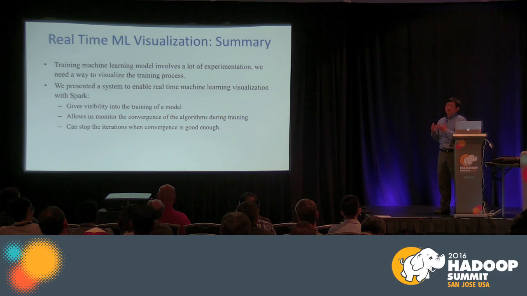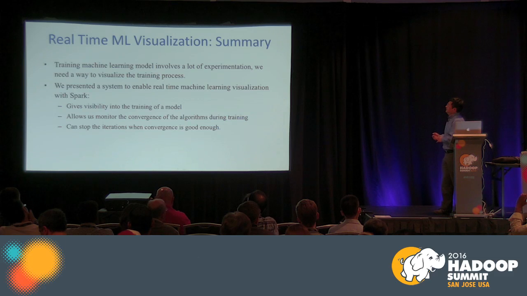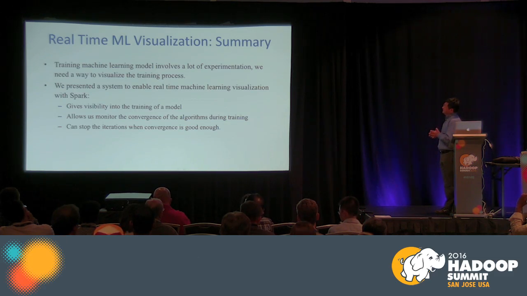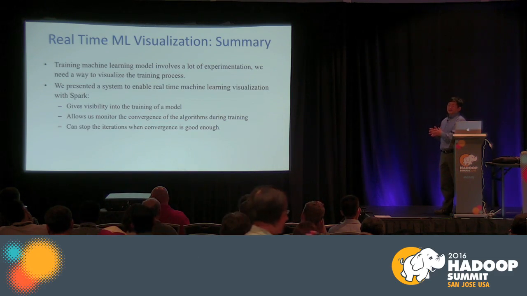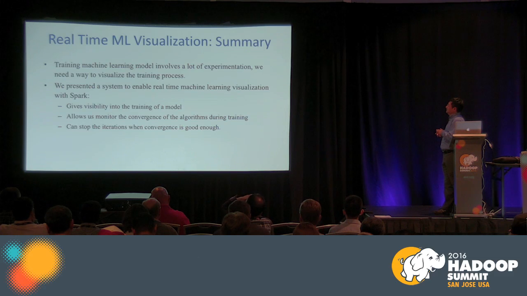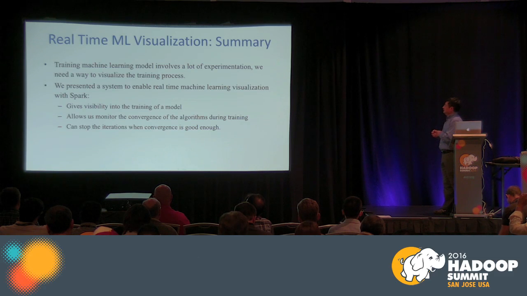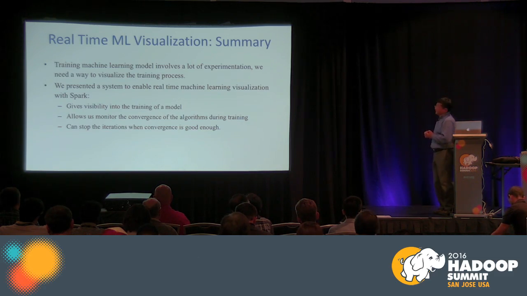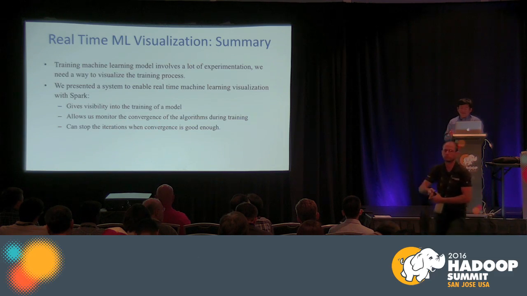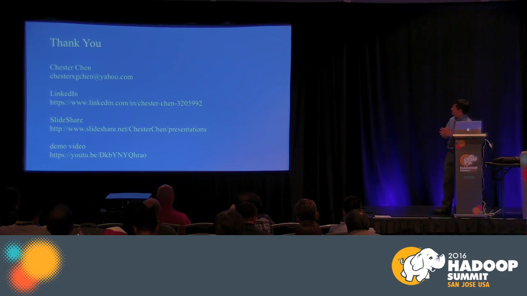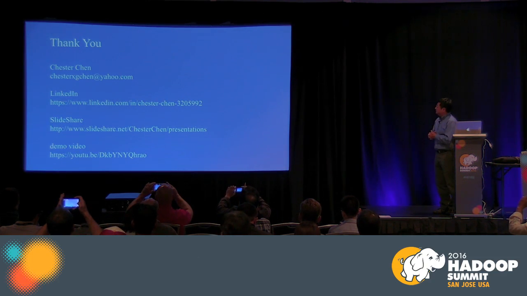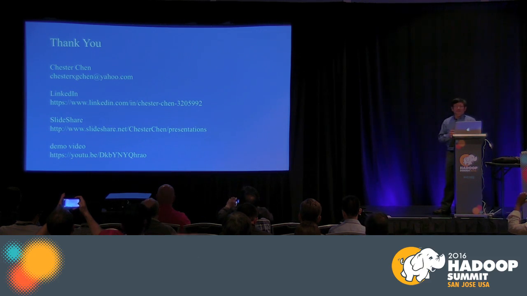Sometimes I try to see in real time what each iteration of the machine learning training process is doing, so I need a way to visualize that. The approach we presented here allows you to quickly enable this. You can see how the model has been training, whether it's convergent or not, and you can stop iterations and save the model if it is good enough. I think that's all I have, and here are some Slack shares and other information. If you have questions, I can take them.